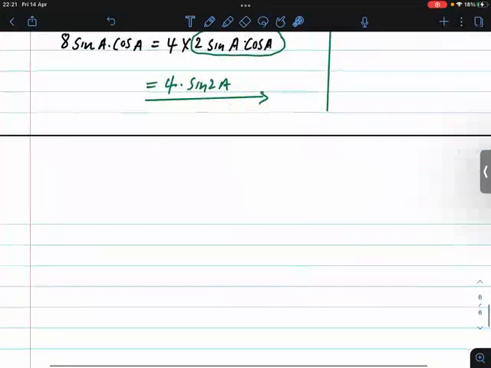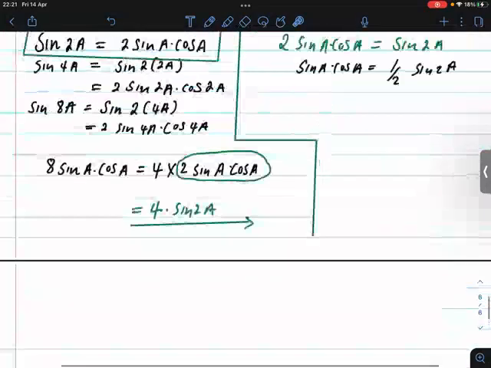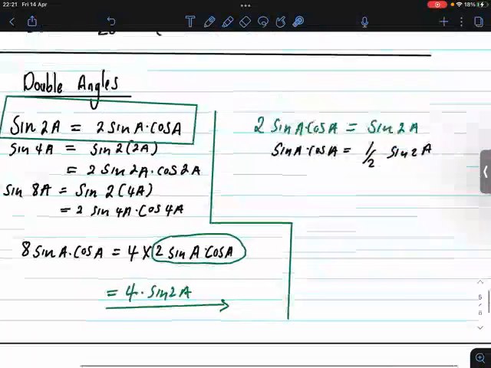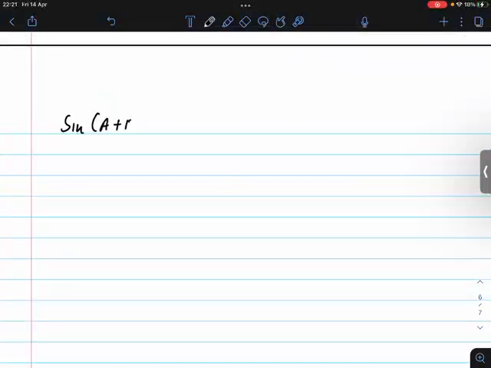And then I want us to quickly look at something. How did they derive this? This was derived from this formula. Sine of A plus B is the same as what? Sine A cos B plus sine B cos A. And then now they say let B equal A.